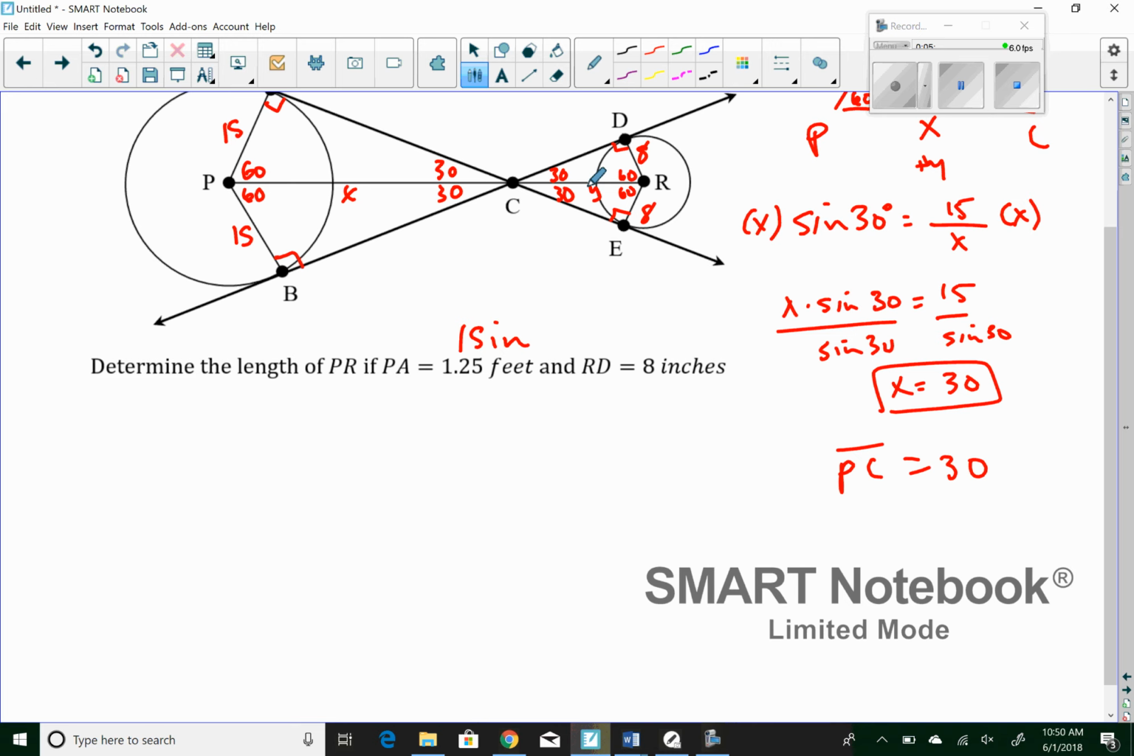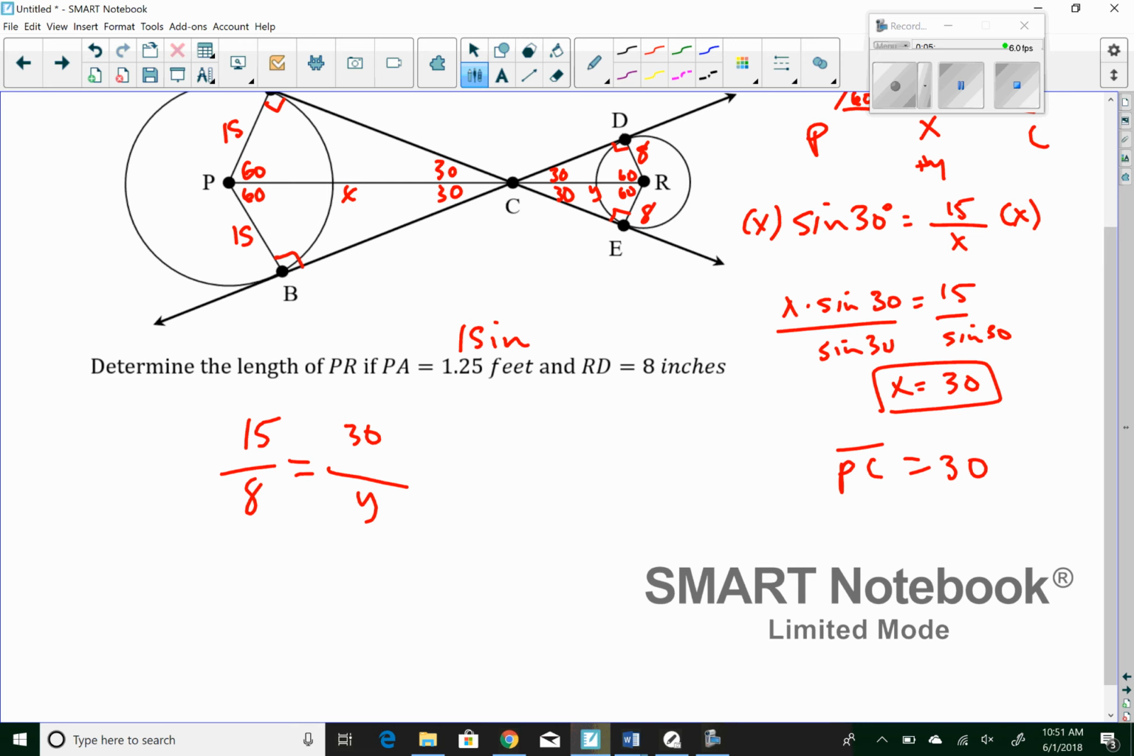Actually, you know what? Let's use the similar triangle one instead of trigonometry. We've been doing a lot of trig lately. So I like that. So let's take a look at these two similar triangles. I see that 15 is a radius and 8 is a radius. So I can say radius compares to radius the same way that PC, which we've just found out was 30, compares to y, which we don't know.